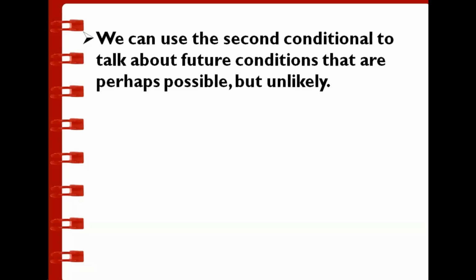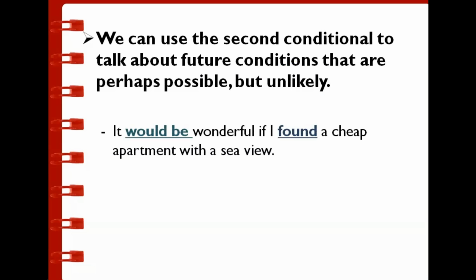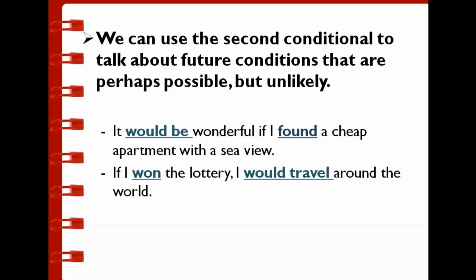Anyway, we can use the second conditional to talk about future conditions that are perhaps possible but unlikely. This is very similar to the first function, but slightly different. Let's see these two examples. It would be wonderful if I found a cheap apartment with a sea view. Here, finding a cheap apartment with a sea view is not impossible. However, mostly apartments with sea view are quite expensive, so there is a very small chance to find a cheap apartment with a sea view. Therefore, we use the second conditional.